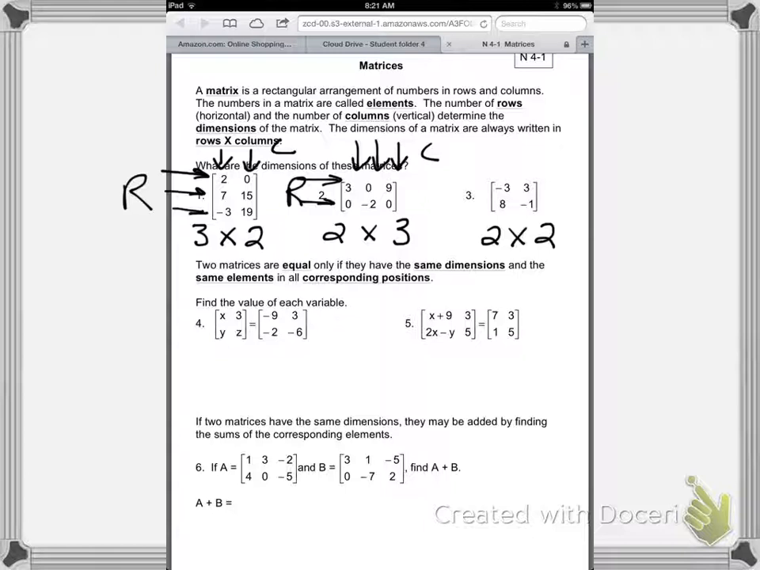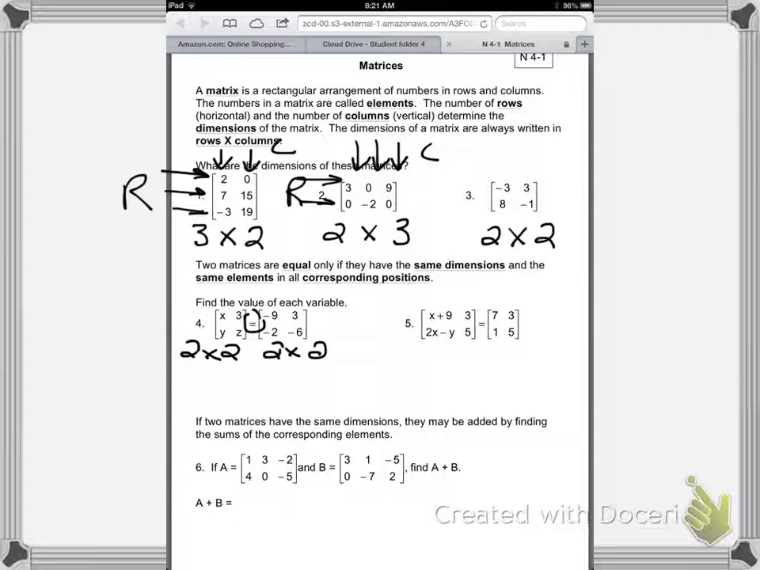There are going to be some things later that you can only do with square matrices. Two matrices are equal if they have the same dimensions. In other words, this is a 2 by 2 matrix, and so is this one. So they are equal and have the same elements in corresponding positions. The equal sign here tells me that those are equal matrices.